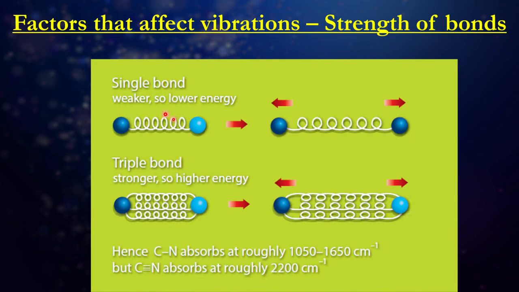The next one we have is the type of bonds. Single bonds have lower energy, they're weaker. Triple bonds, so a greater number of bonds, are stronger and have higher energy. You can see here that this corresponds with the wave number. A carbon-nitrogen single bond is around this range here, while a carbon-nitrogen triple bond is around this range here. So it has more energy and needs a lot more energy to oscillate.